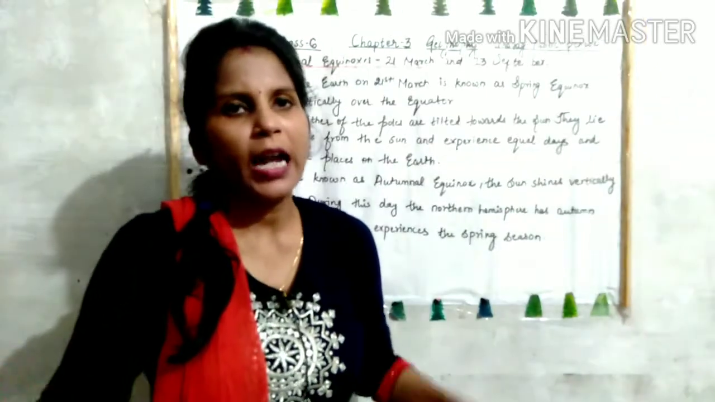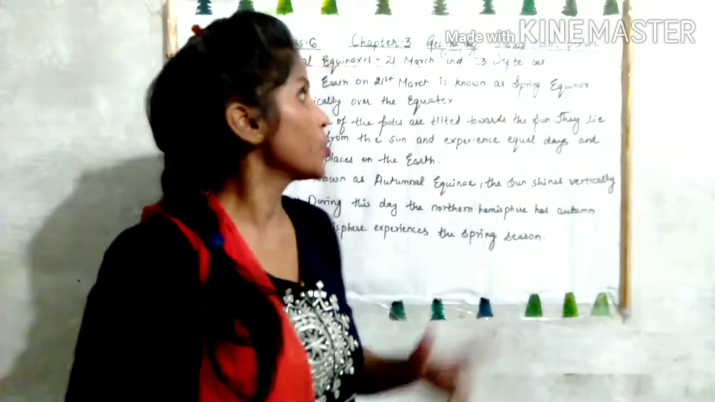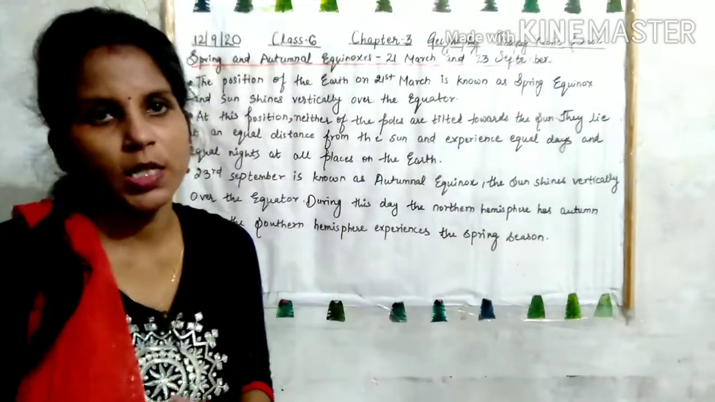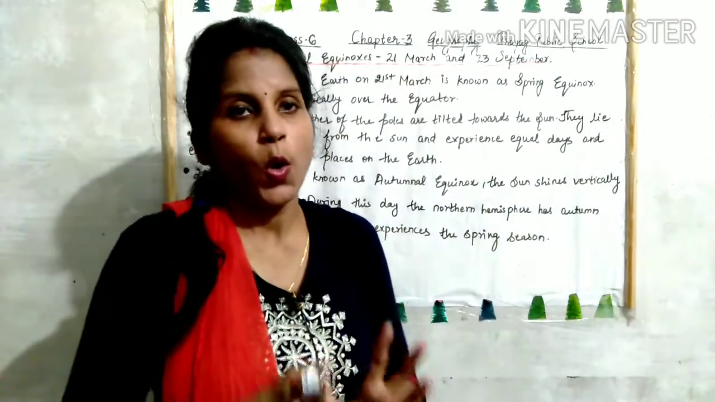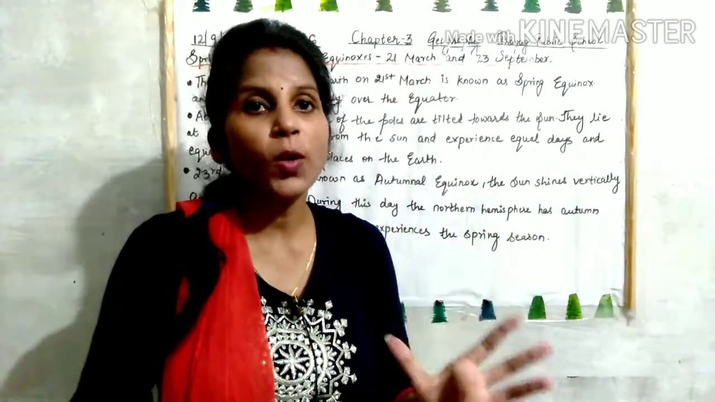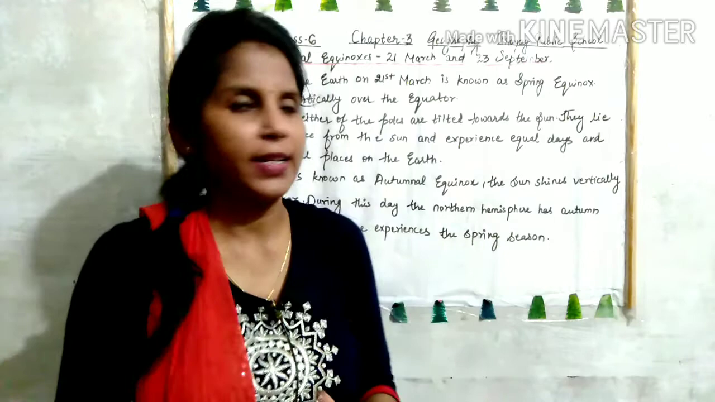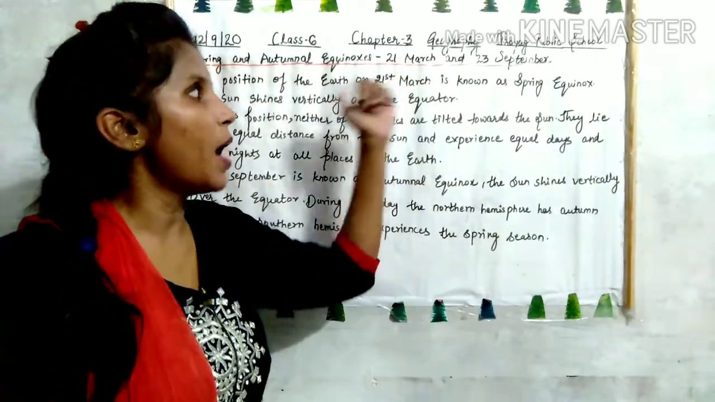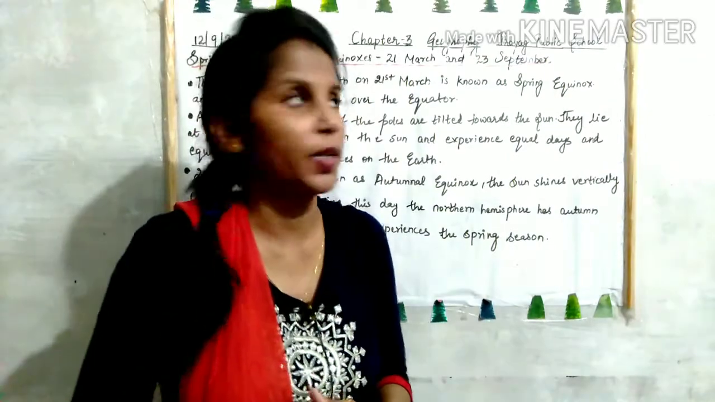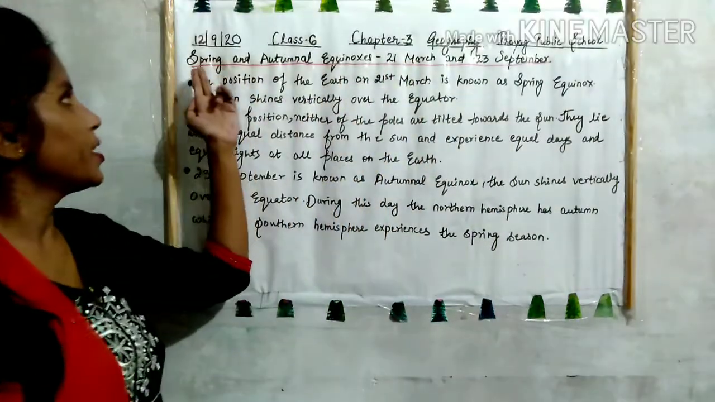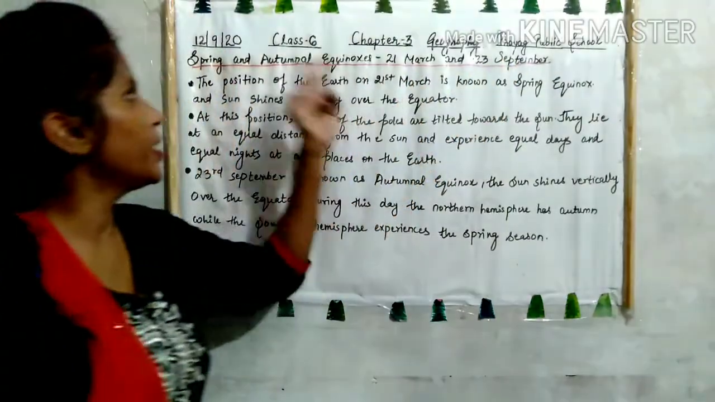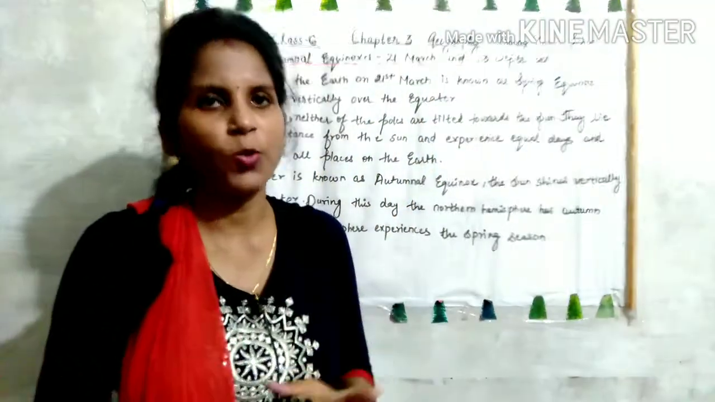Okay, spring and autumnal equinoxes. What do you mean by the word equinoxes? Equinoxes means the days which have equal day and equal night, and that occurs on 2 days, that is on 21st March and 23rd September. 21st March is known as the spring equinox and 23rd September is known as the autumnal equinox.